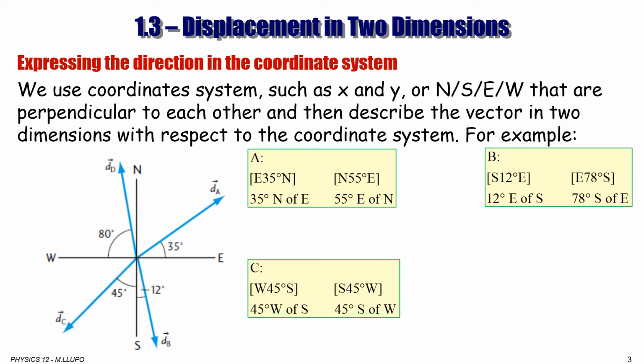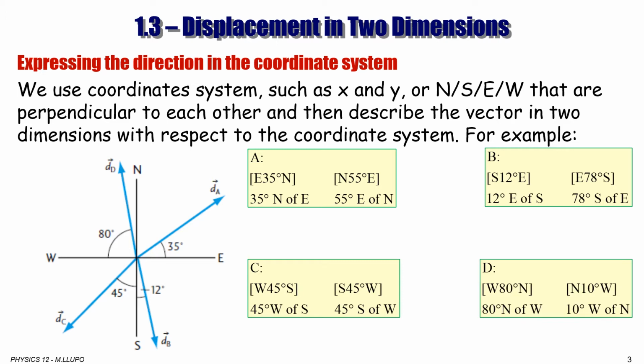Vector C is maybe easier or maybe confusing because 45 is half of 90. So no matter where you start from, it is going to be 45 anyways. If you start from south, it's going to be south 45 west. And if you start from west, it's going to be 90 minus 45, which is 45. So west 45 south. And the last one would be D.